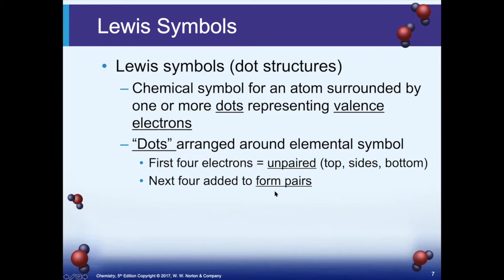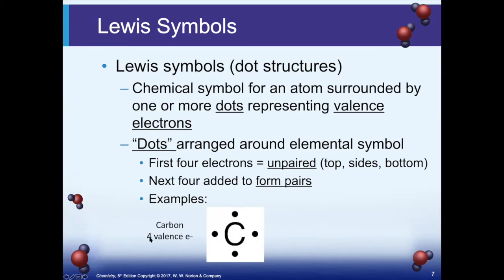All right, so what am I talking about? Here's a couple examples. So first of all, carbon. Remember that carbon has 4 valence electrons. And so you can start anywhere. So let's say we start at the top. You draw a carbon, the symbol carbon, and then a dot at the top, dot on one side, dot on the bottom, a dot on the other side. Okay, well, what if we had more than 4 valence electrons, something like sulfur?